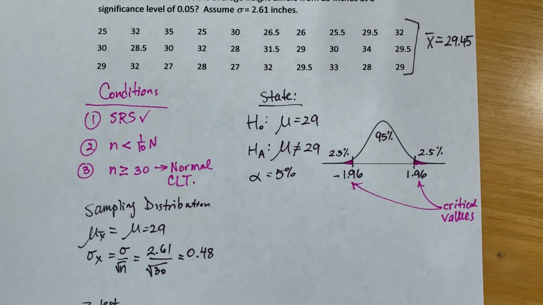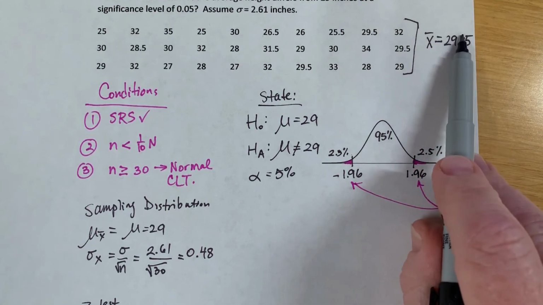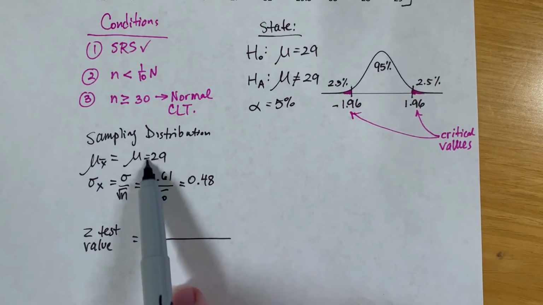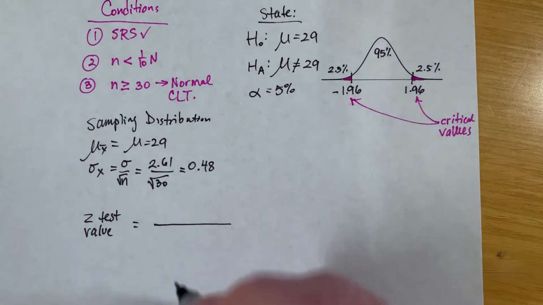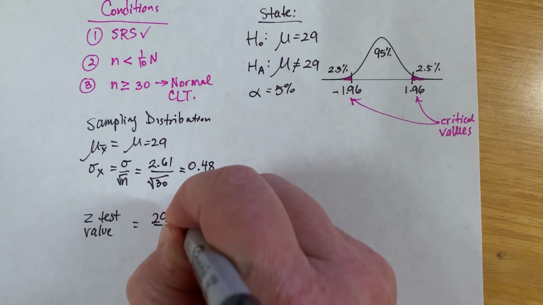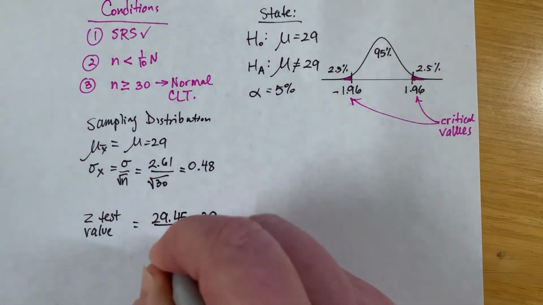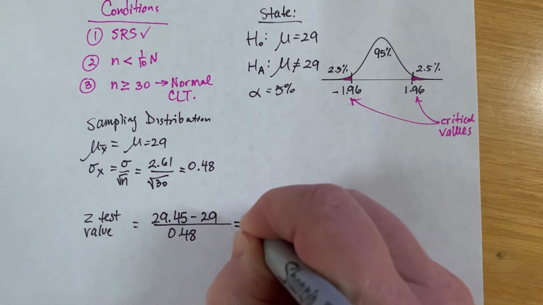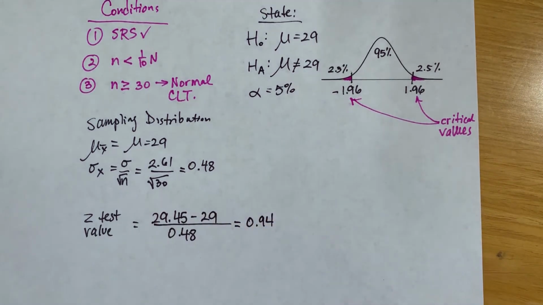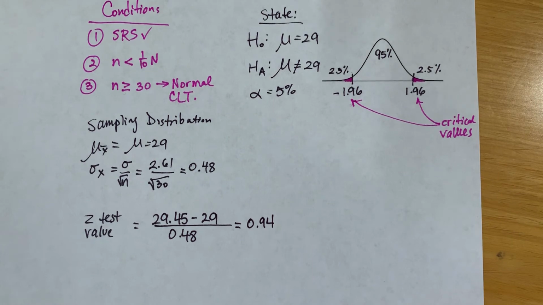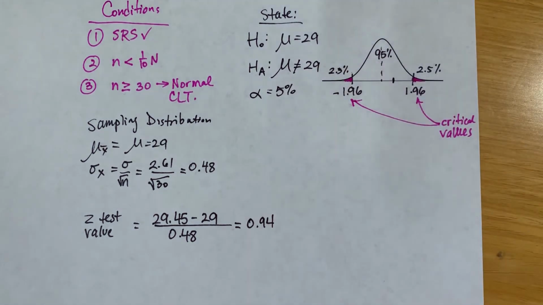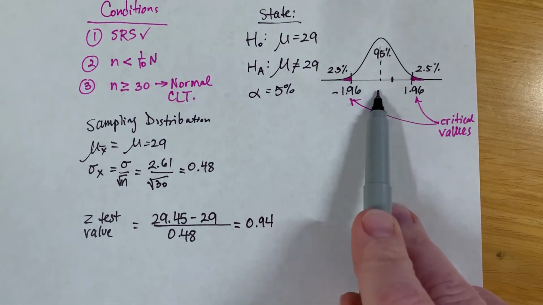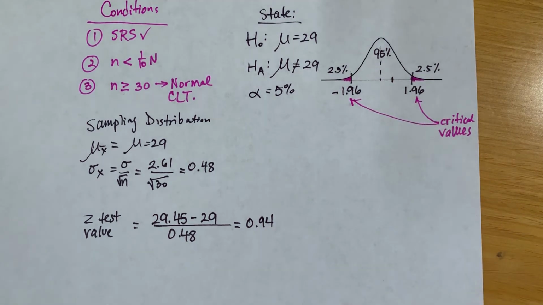Okay, so let's put all this together. This is the observed, this is the expected, and this is the standard error. Let's put it all together into our Z test value. So 29.45 minus 29, which is just 0.45, divided by 0.48. It all ends up being 0.94. All right, where does this 0.94 fall? Oh, it falls over here, right? Somewhere over here. So it's not in the critical region. It's not outside these critical values. So I am going to fail to reject.